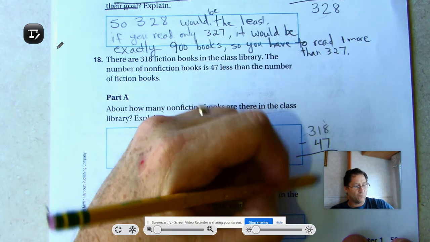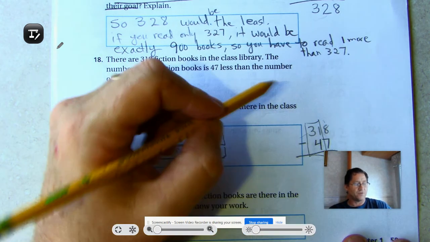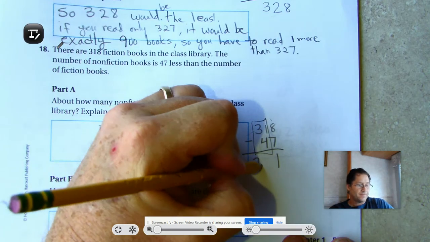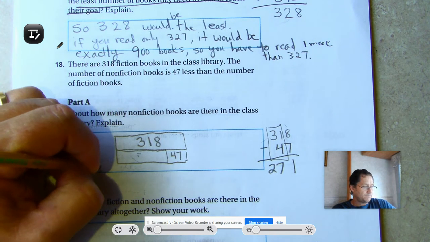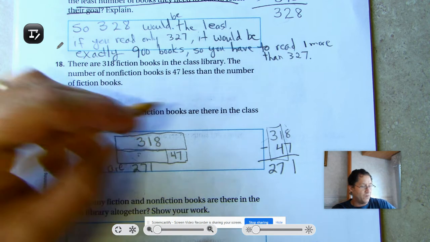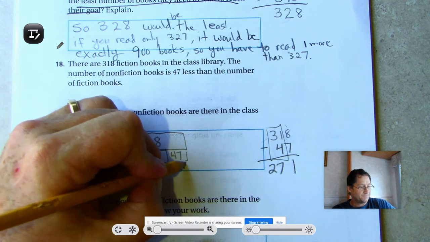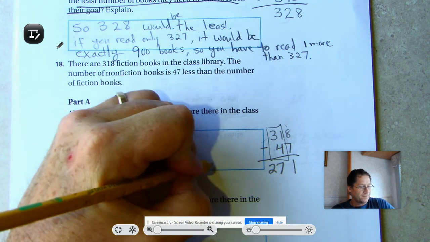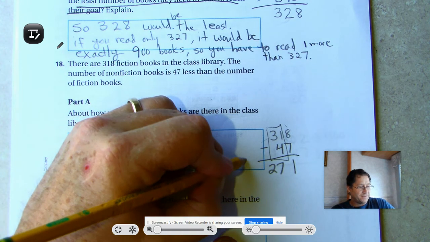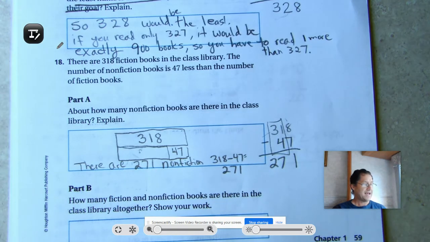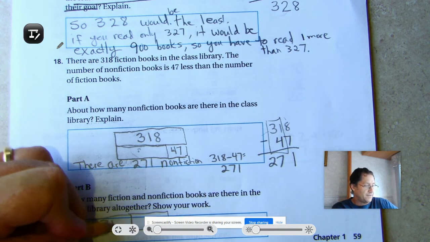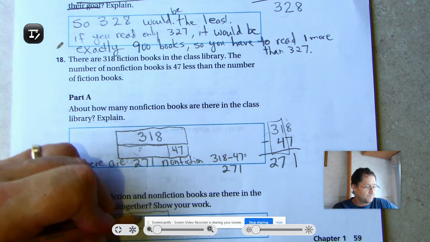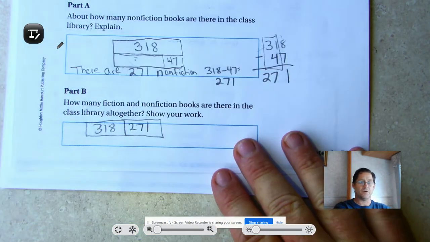And 8 take away 7 is 1. And 31 take away 4 is 27. So there are 271 nonfiction books. 318 take away 47 equals 271. How many fiction and nonfiction books are there in the class library altogether? So then we can use the addition bar model to show how many books are all together.